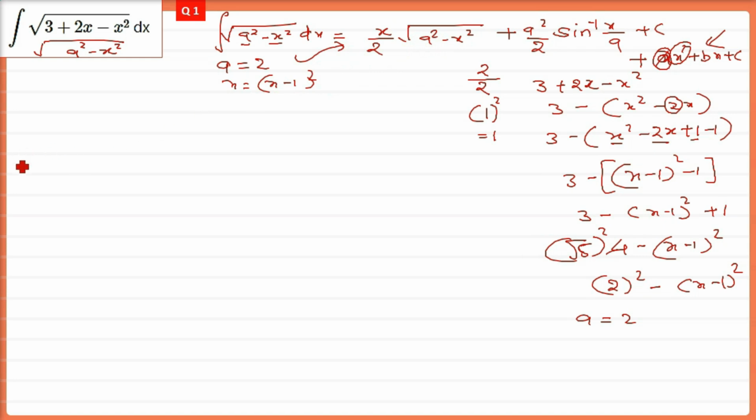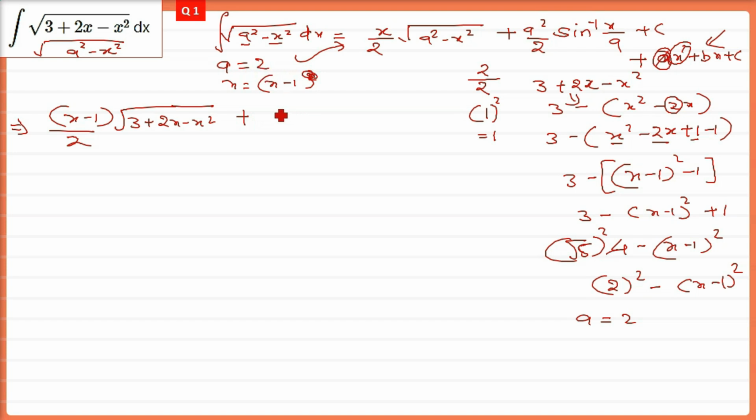formula which I intimated you earlier. What is x here? It's x minus 1. In place of x, put x minus 1. So it will be x minus 1 divided by 2 under root. Now this a square minus x square is actually 3 plus 2x minus x square. We started with this quadratic equation only, and then we made it a perfect square. So you can just write a square minus x square as 3 plus 2x minus x square.